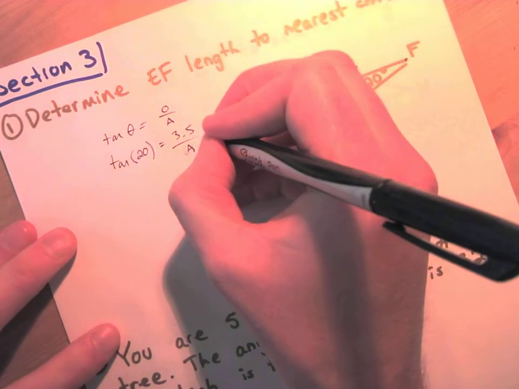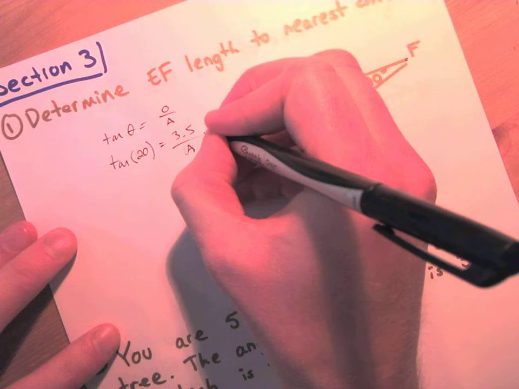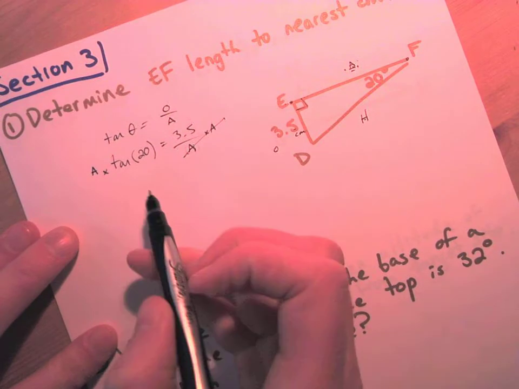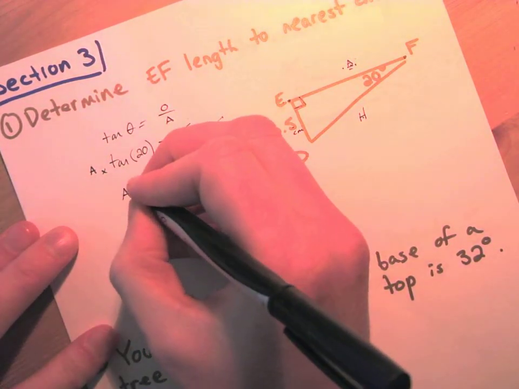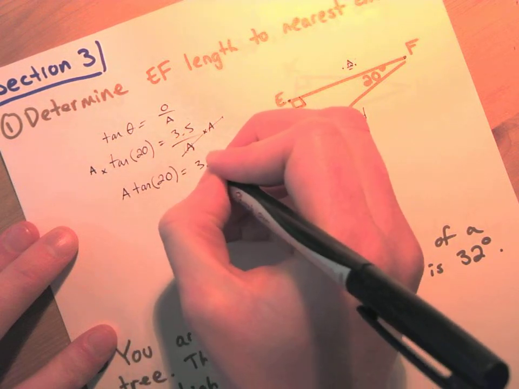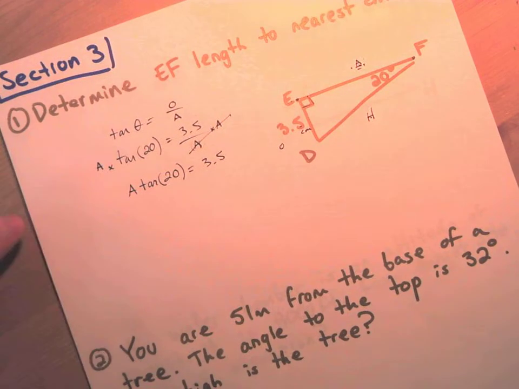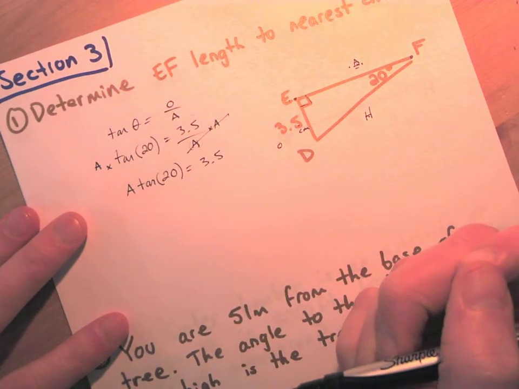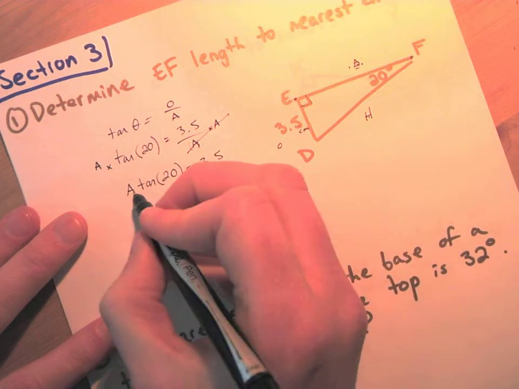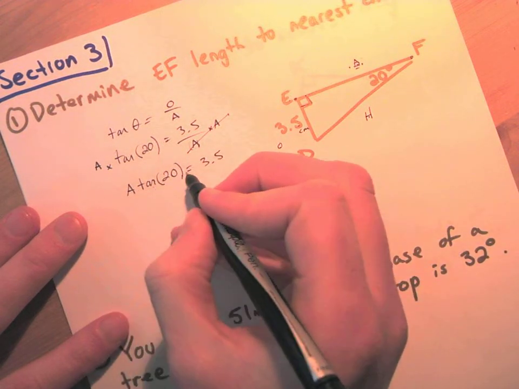So we're going to times by A to both sides. That effectively crosses that out, and you're left with A tan 20, or A times tan 20, is equal to 3.5. My whole thing there was just to get it out of the bottom of a fraction. And now that it's at the top, it's easier to do your math. So we have A times tan 20 equals 3.5.